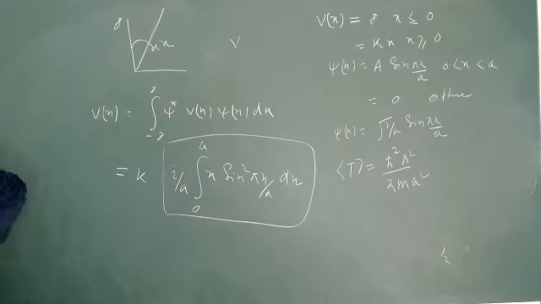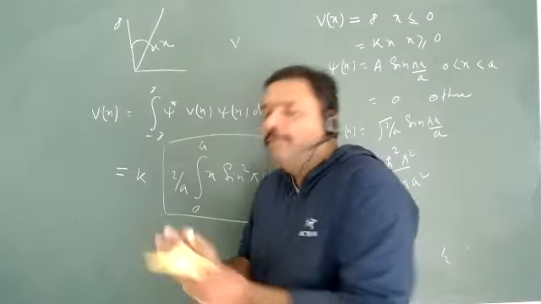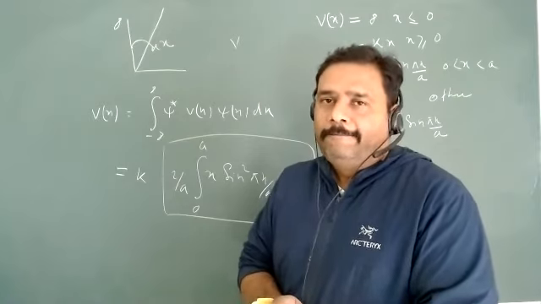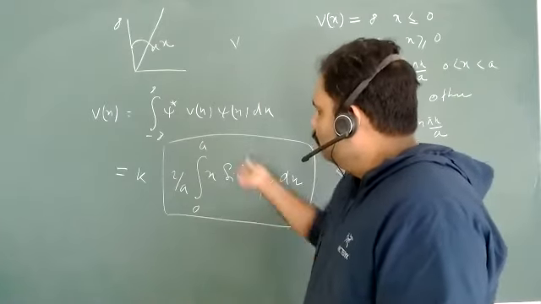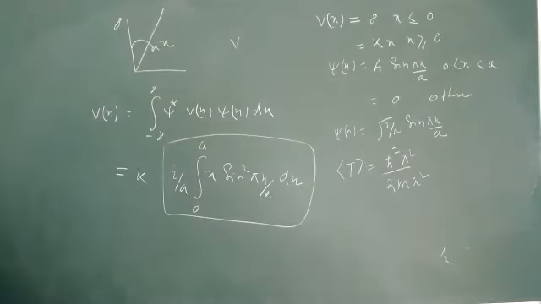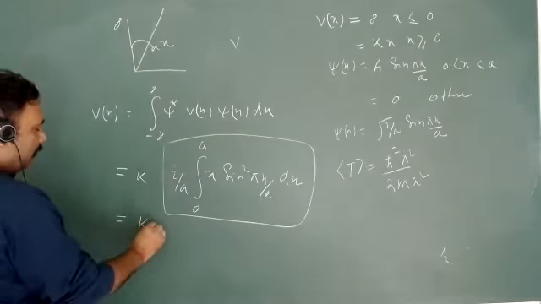This is nothing but the expectation value of x in a particle in a box. Look at this integration. In quantum mechanics, when you are doing integration, try to see what is the physical meaning of this integration. Have you done this type of integration earlier or not? So what is this value? A by 2. So this value is Ka by 2.